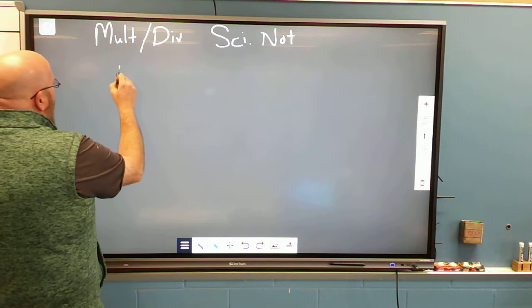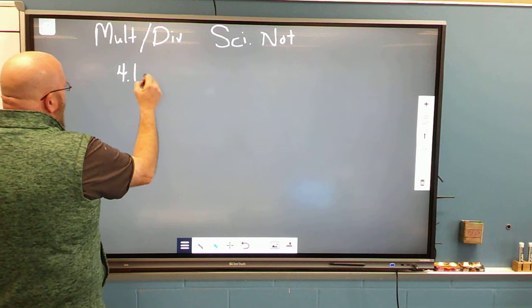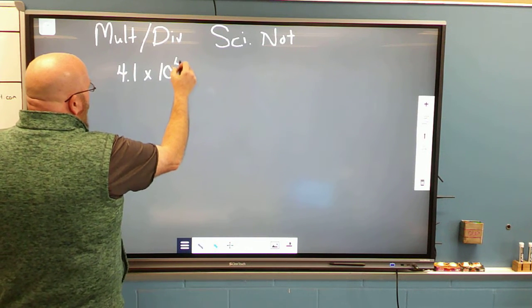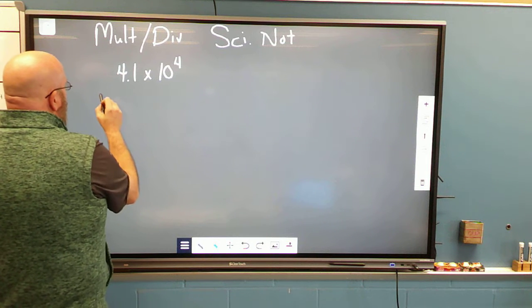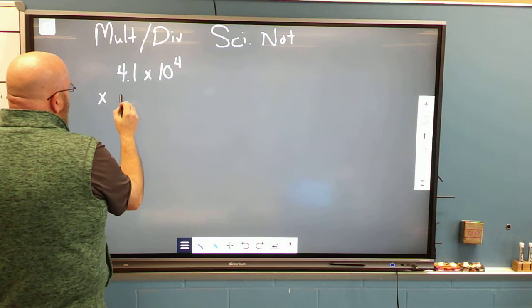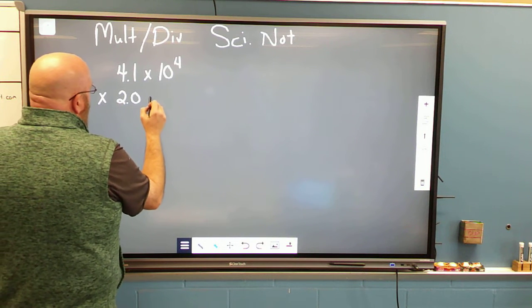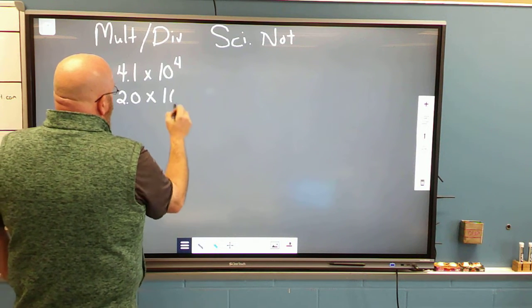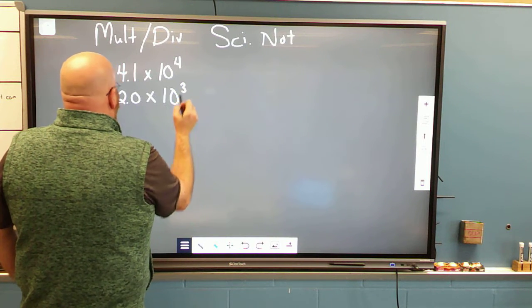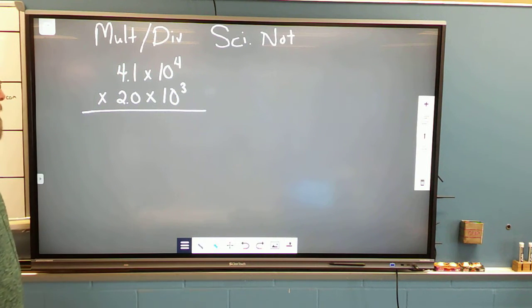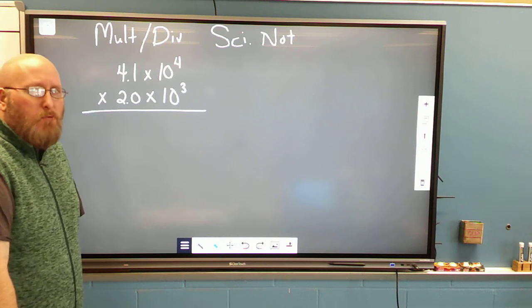Let's say I take 4.1 times 10 to the fourth power times 2.0 times 10 to the third power. Doesn't really matter about that. How do we do this? Well, it's actually pretty simple as well.